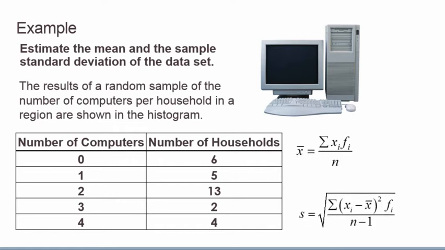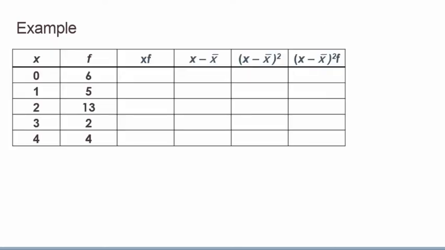For 1 computer, 5 households. 2 computers, 13 households. 3 computers, 2 households. 4 computers, 4 households. Looking at our formulas for the mean and the standard deviation, we are going to have to find the mean first. Setting up a table, our first step is to put the data in, then its frequency. Then we want to find the data point times the frequency.